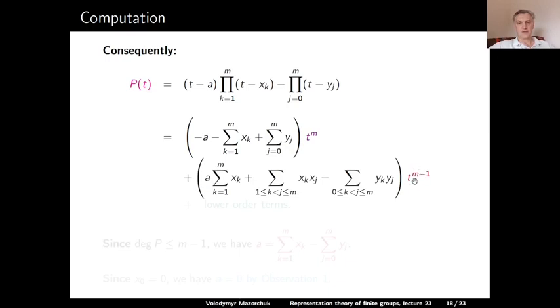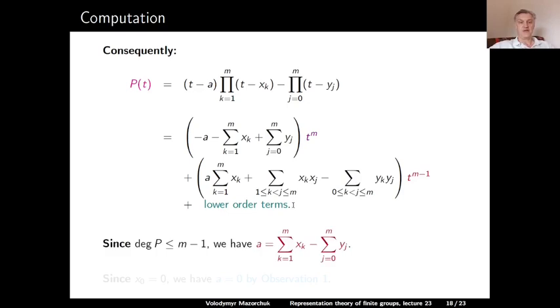Next, let us look at the coefficient at t to the power m minus 1. We need to take the product between the roots from the first summand and from the second summand. So the product from the first summand gives us a times the sum of all xk's, and also plus the sum of all xk times xj, where k is smaller than j. And similarly here we will get minus the sum over all k smaller than j of yk times yj. And then we will have lower order terms, which we are not interested in.